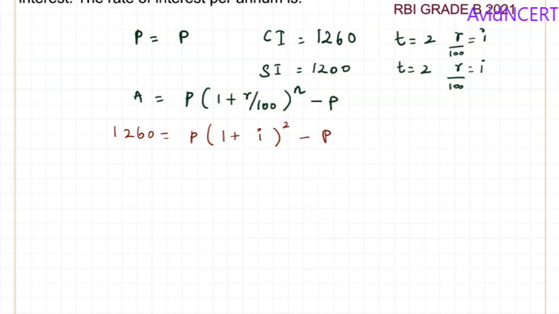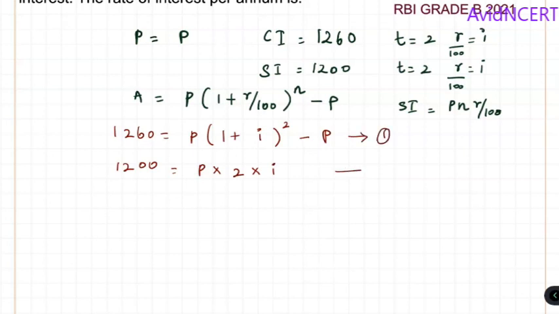Now from the second set of data we have simple interest, and the formula we know for simple interest is P n R by 100. Again substituting the values, the simple interest value we have is 1200 equals P as it is, n is the time period, which is 2, and R by 100 is I. So now this is the first equation and this is the second equation.